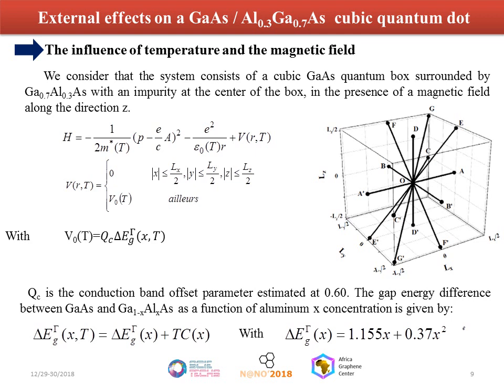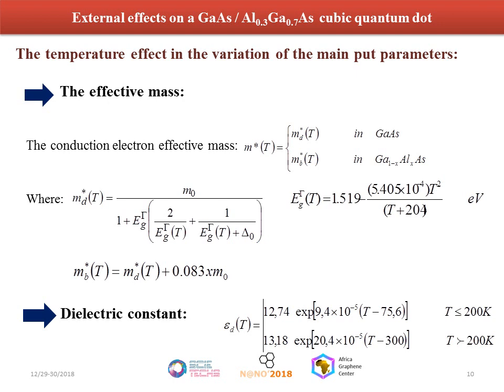So the conduction band offset parameter can be differentiated under the temperature between the dot and the barrier, as you see, where there is an important role of the concentration of the aluminum. For the GaAs quantum dot, the parabolic conduction effective mass is determined under the effect of the temperature. This is determined from these expressions.